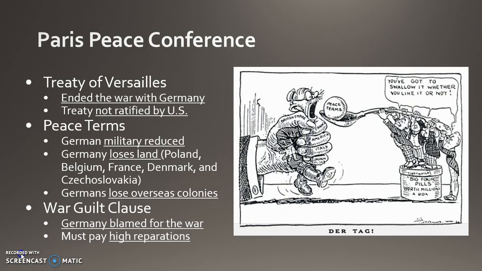So some of the peace terms on this treaty really hurt Germany. Their military was reduced to a small police force. They also lost a lot of land to Poland, Belgium, France, Denmark, and Czechoslovakia, and the Germans also lost their colonies overseas. And probably the most damaging of the terms of this treaty was the war guilt clause. Germany was forced to accept all of the responsibility for the war, and as a result, they had to pay very high reparations. Reparations are fines, penalties for the damage that they caused in the war.